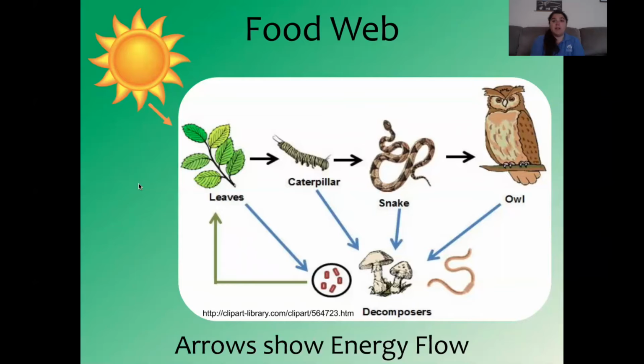So when we talk about food webs and food chains, it's important to remember that our arrows are showing that energy flow. They're not necessarily showing what eats what. It's showing how that energy is flowing through the ecosystem. So if we went by the arrows, it would say that the sun eats the leaves, eats the caterpillar, eats the snake, and so on and so on. But that is not true. The arrows are showing how that energy is being transferred.